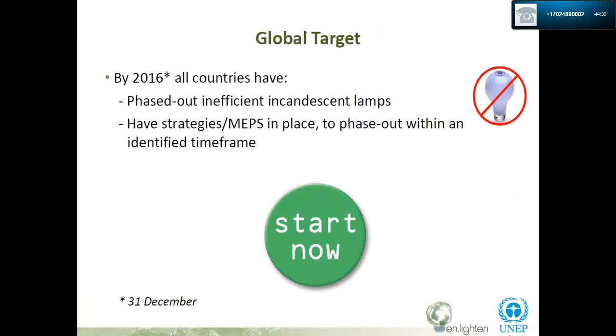As part of this global dialogue with all these organizations, one of the recommendations to accelerate this transition towards energy efficient lighting was to come up with a global target. That global target, which all our task force experts and member countries recommended, was that by 2016, all countries around the world should have phased out inefficient incandescent lamps, or have strategies or minimum energy performance standards in place to phase them out within an identified time frame. Next one, please.